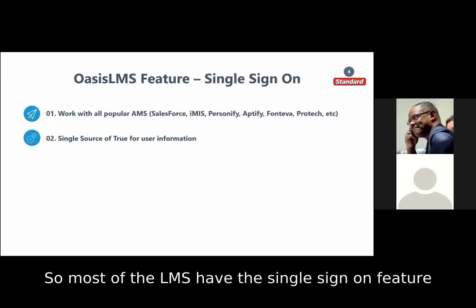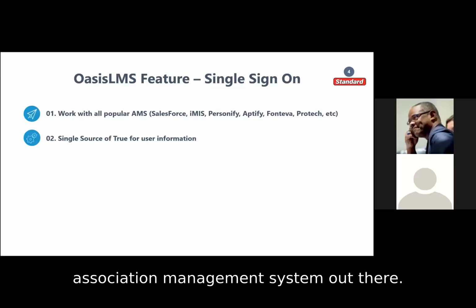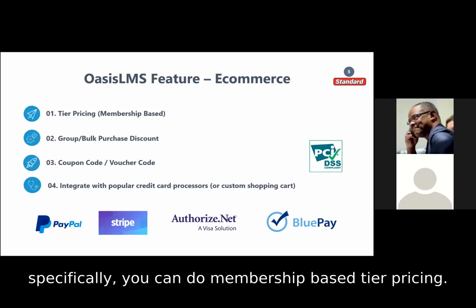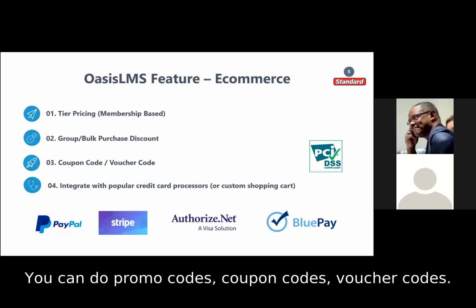So most of the LMS have the single sign-on feature, and our Oasis is no different. We can do integration with pretty much all the popular association management systems out there. And in addition, our LMS, just like most of the LMS out there, allows e-commerce. Specifically, you can do membership-based tier pricing. You can do group purchase with discounts. You can do promo codes, coupon codes, voucher codes.